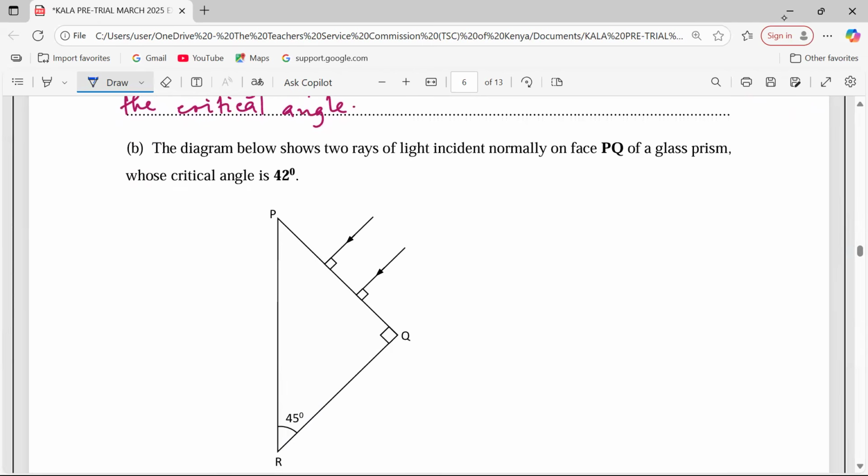The diagram below shows two rays of light incident normally on face PQ of a glass prism.